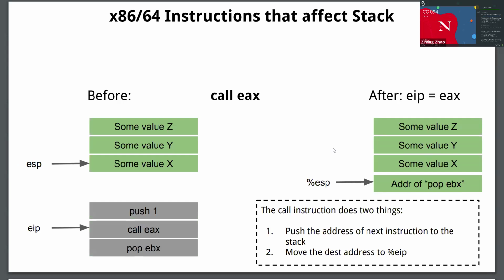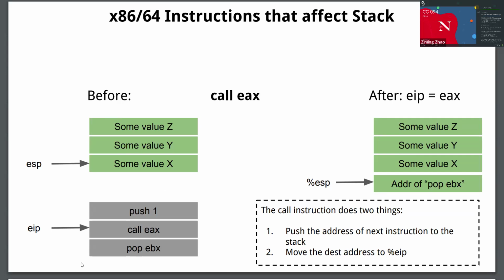Okay. The next one is the call instruction. The call instruction does 2 things. We talked about this last week. First, it will push the address of the next instruction to the stack, then move the destination address to EIP, which is the program counter. In this part, we have the stack. This is a high memory address. This is a low memory address. In this part, we have the code. For the code, this part is lower memory. This is higher memory.